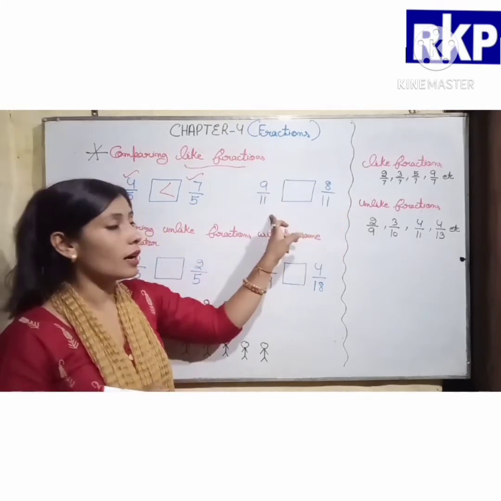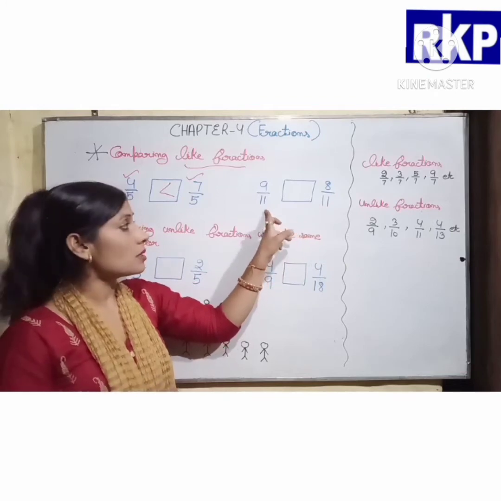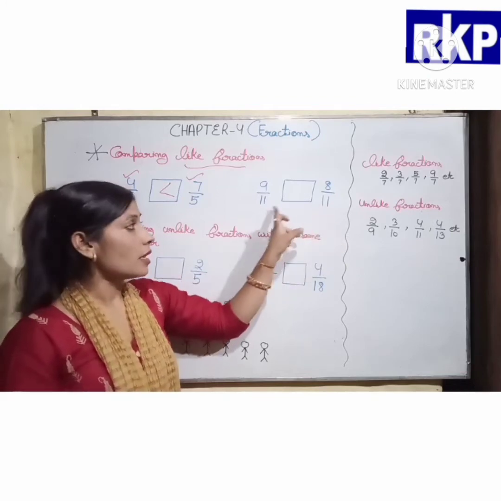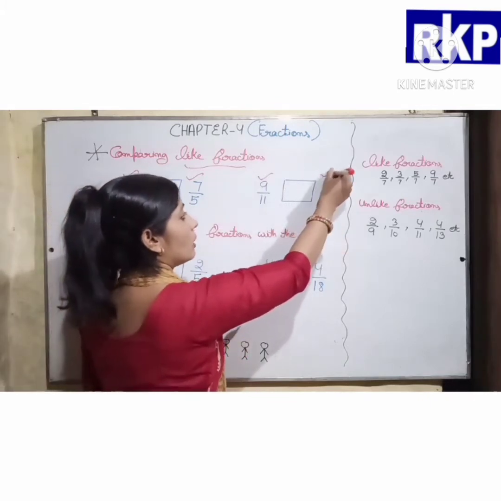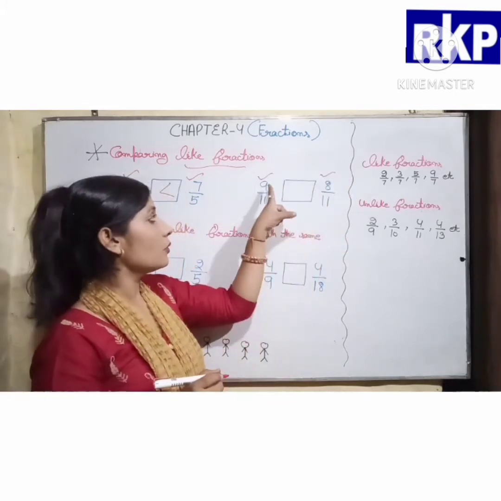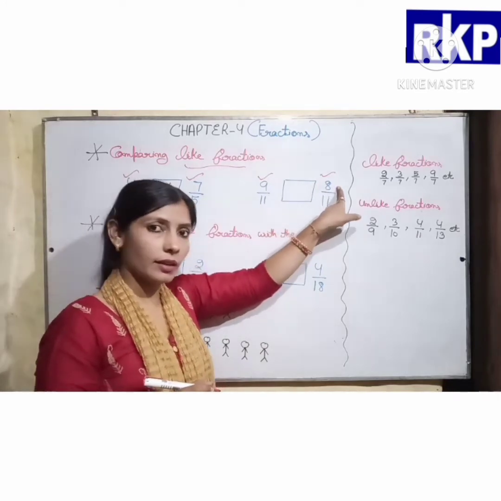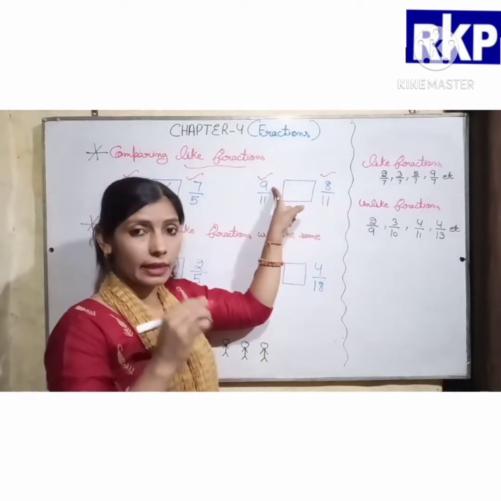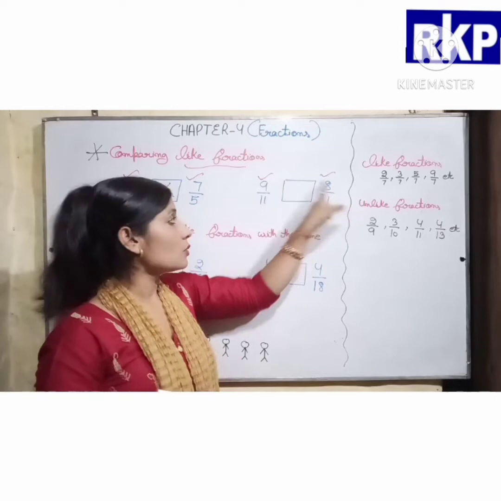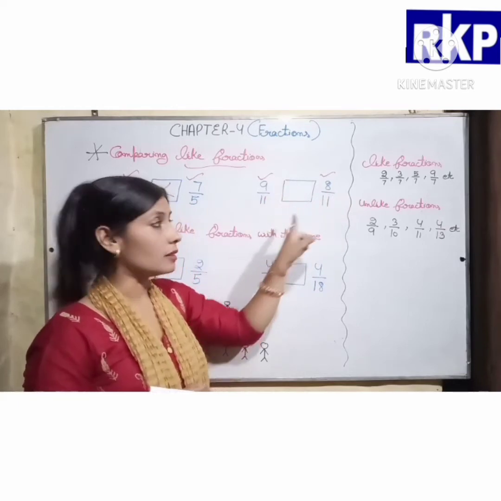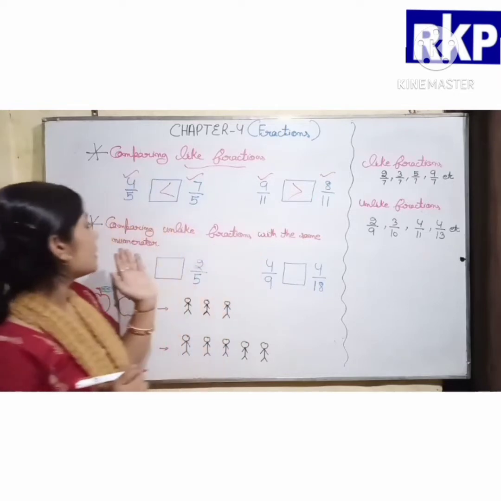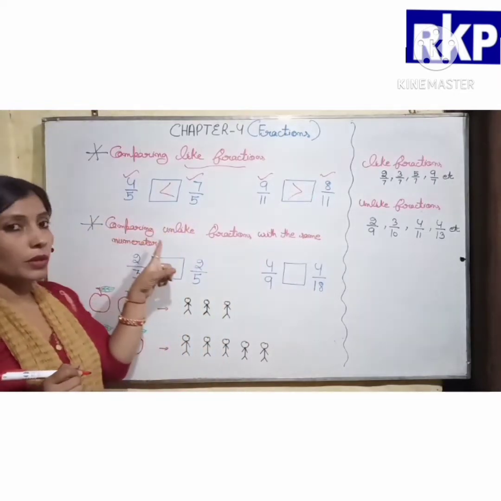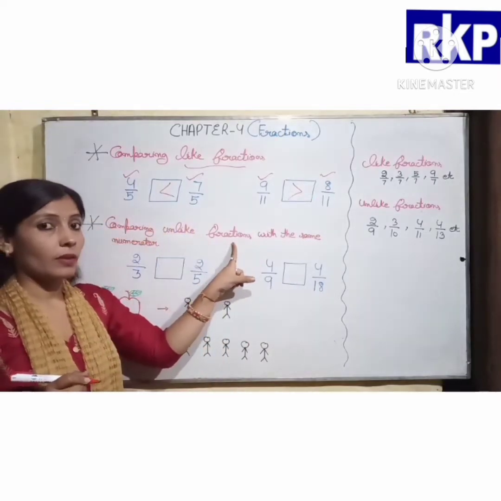Now let us compare 9 by 11 and 8 by 11. These both are like fractions because they have the same denominator. So beta, we have to check only the numerator, and here we have 9 and here we have 8. So 9 is greater than 8, so 9 by 11 is greater than 8 by 11.